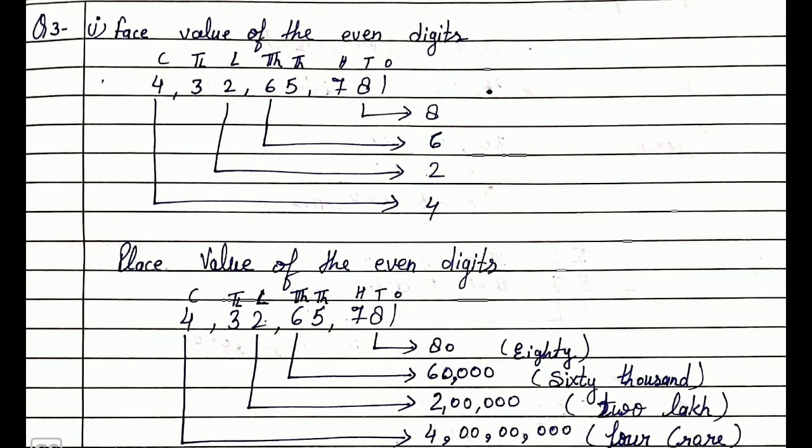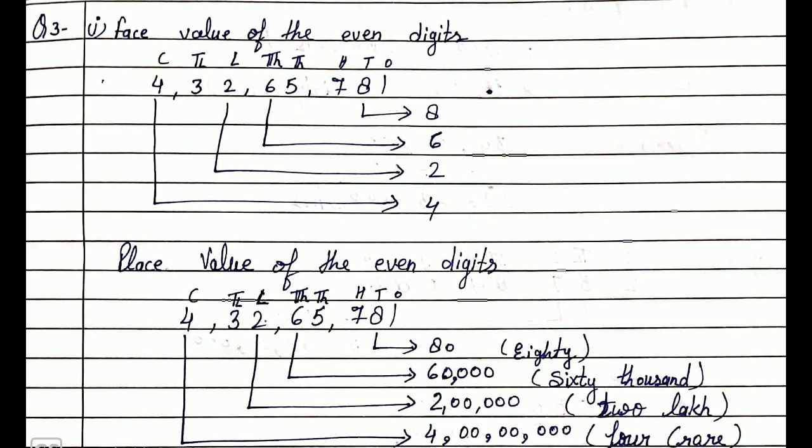In this part, as you can see, one number is there. First we mention all the periods: ones, tens, hundreds, thousands, ten thousands, lakh, ten lakh, crore, like this. Now he is saying even digits. Find the face value of the even digits. Here we will see which digits are even, which come in the table of 2. Here 8, 6, 2, 4 are even digits, so we directly write the face value, and I already explained that the face value is the same number, so we write the same number as it is.